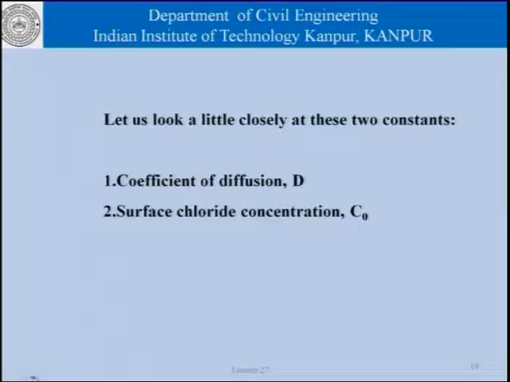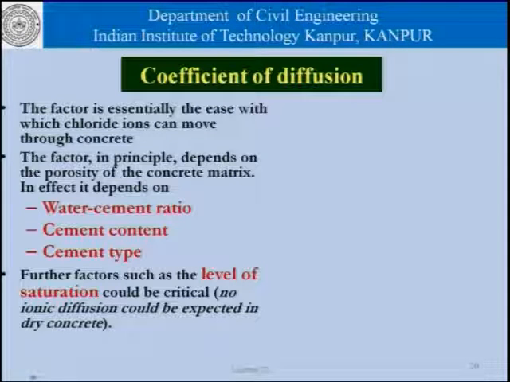We will proceed to take a closer look at the coefficient of diffusion D and the surface chloride concentration C0 in this equation. Now, as far as the coefficient of diffusion is concerned, this factor is essentially the ease with which the chloride ions can move through the concrete.